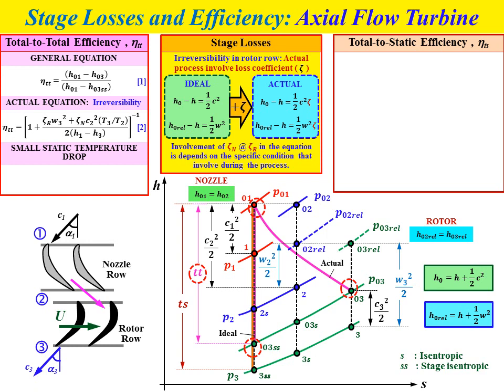Okay, for the total efficiency, if the temperature drop is very small, we can neglect the temperature ratio term in equation number 2. So we will get a more simplified equation, as given by equation number 3, where mu Tt equals 1 plus zeta r multiplied by W3 square plus zeta n multiplied by C2 square, divided by 2 multiplied by H1 minus H3, to the power of -1.